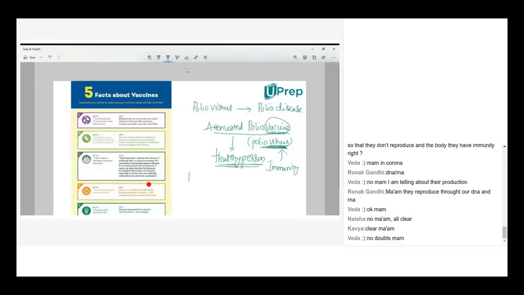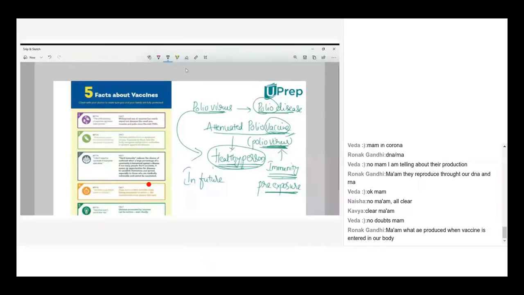Now, in future, remember that word, in future, if the same healthy person is infected with polio virus, you can't stop the infection, isn't it? Once you have taken the vaccine, the virus doesn't know, no? So the virus may infect you at any point of life. When this polio virus infects you, it has to cause polio disease, but it cannot, because your body has developed immunity because of the pre-exposure. Remember the word pre-exposure. This is the whole concept behind vaccination. Your body has a pre-exposure to the polio virus.